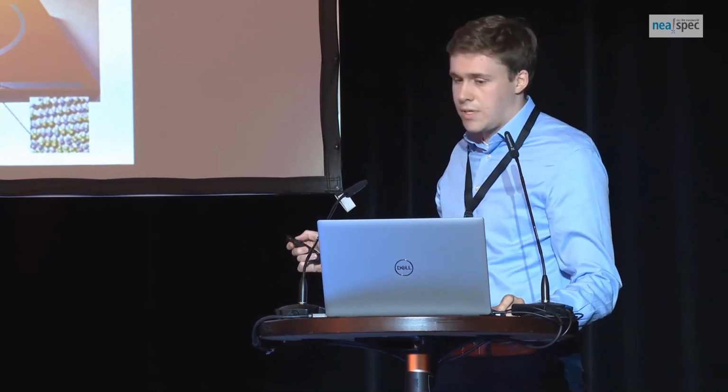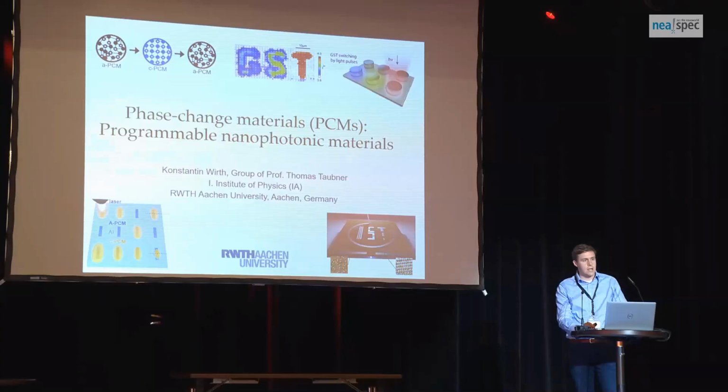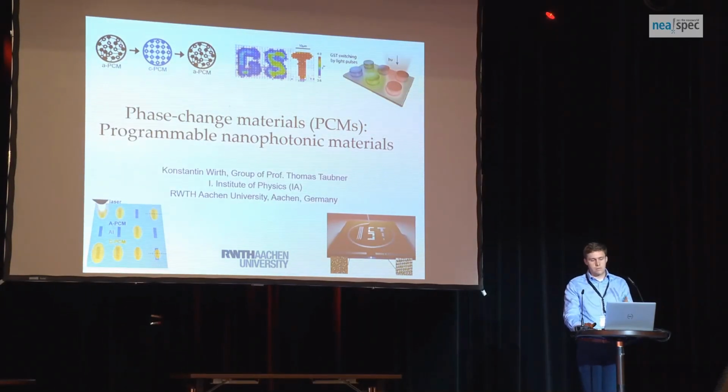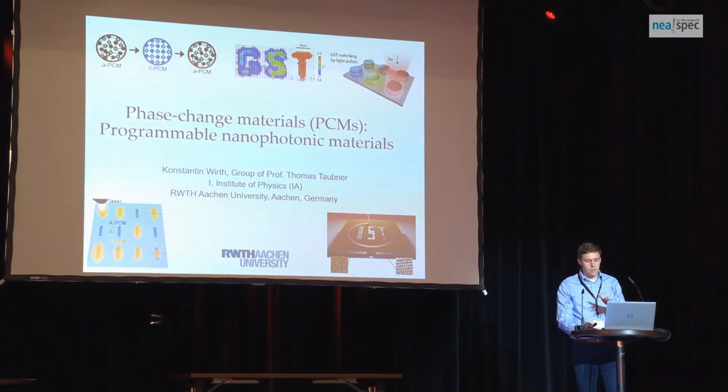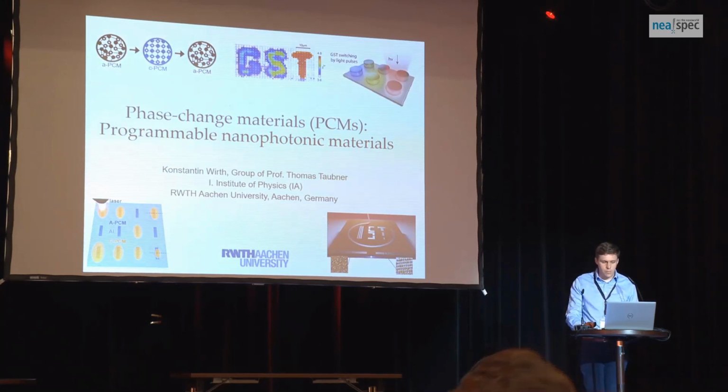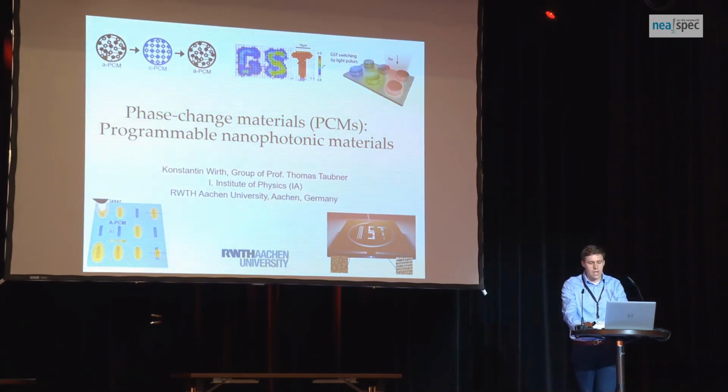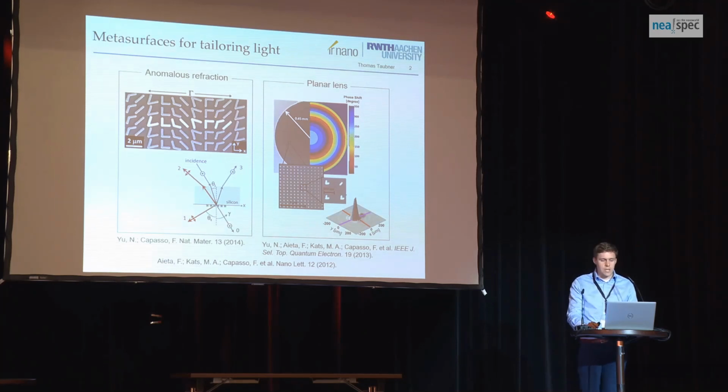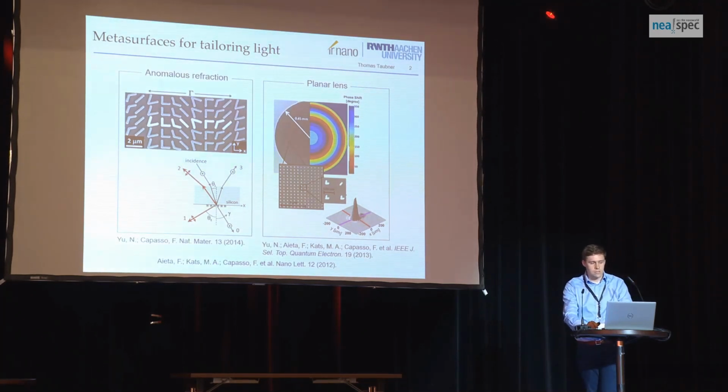So these phase change materials are materials that can exist at room temperature both in the crystalline and in the amorphous state, which is illustrated up here. And they can be non-volatilely switched between these phases, from the amorphous to the crystalline and back to the amorphous. The interesting property they have for photonic applications is that they exhibit huge dielectric contrast between these two states. And first up, why do we actually need these materials?